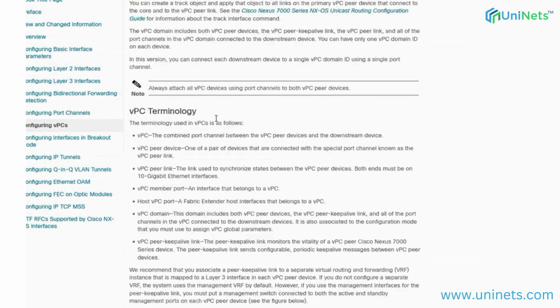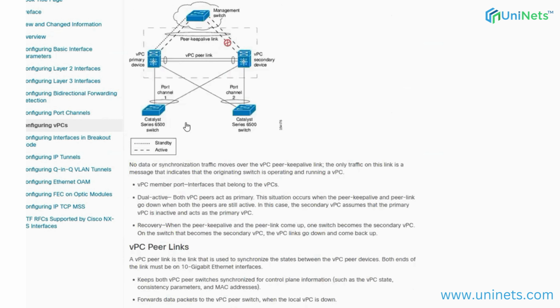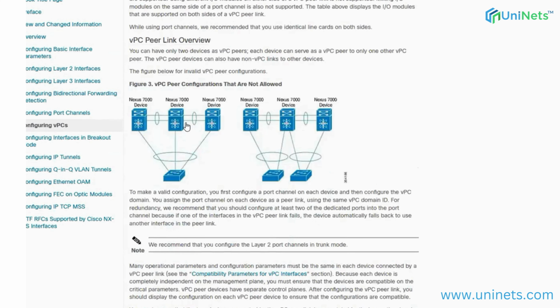I don't recall exactly whether I had 7K with FEX or 5K with FEX in my office earlier. If we do 2K with 7K, then back-to-back VPC has to be done, not directly with 5K, I think. VPC, that is not allowed.